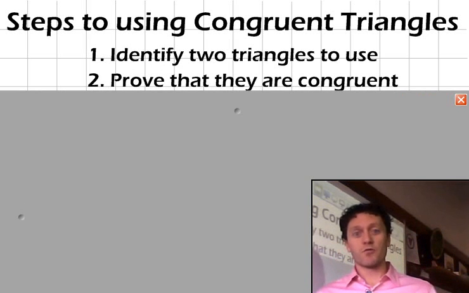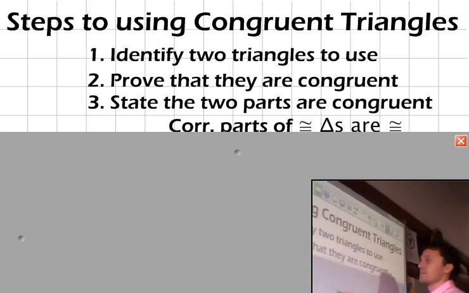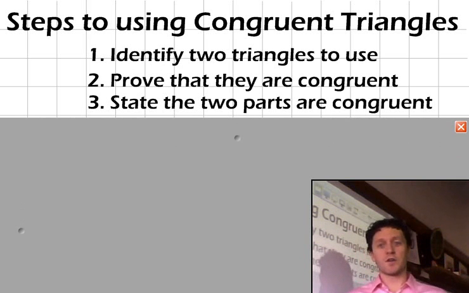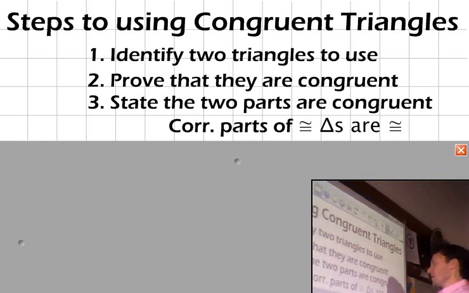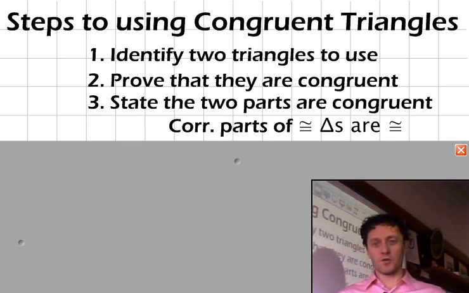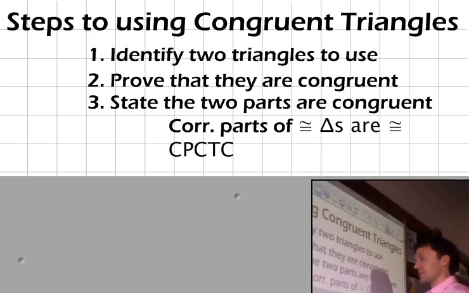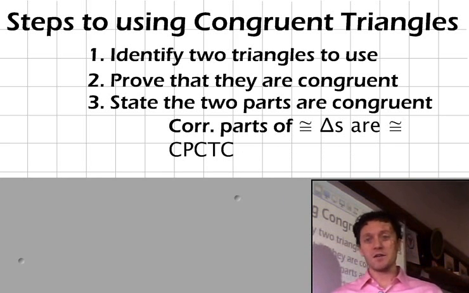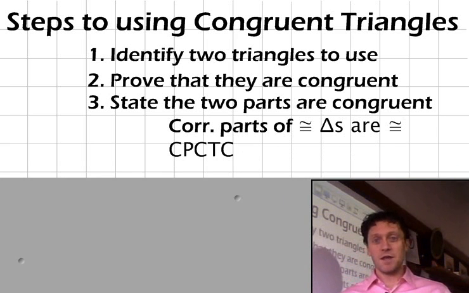Now once we have two congruent triangles, we can state that two parts of those two triangles are congruent using our friend, corresponding parts of congruent triangles are congruent. Or you can just write CPCTC. So in a lot of these problems we're going to first have to prove that some triangles are congruent. So we'll use maybe angle, side, side, side, angle, side, one of those. And then our next step would be stating that the two parts are congruent, and the reason would be CPCTC.